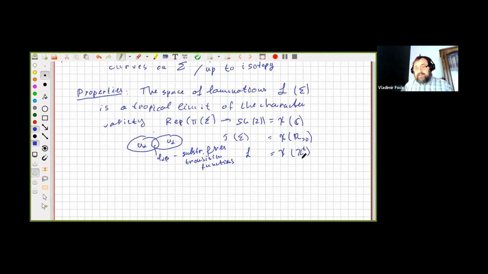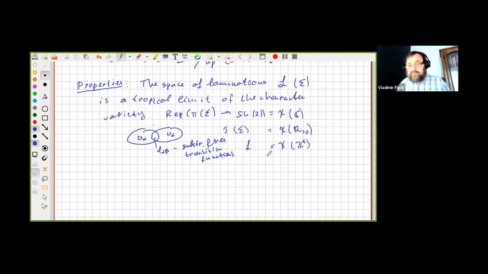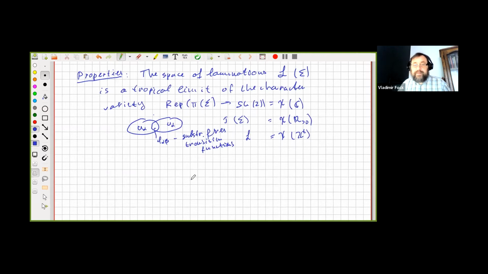One is tropical, and the other is, in a sense, also tropical, because positive numbers are also a semi-field. So you cannot subtract. This is the relation between laminations and Teichmüller space, in particular. So it's kind of the positive part. This is just the character variety. This is the positive part of the character variety, which is the Teichmüller space, and the lamination is the tropicalization of it.